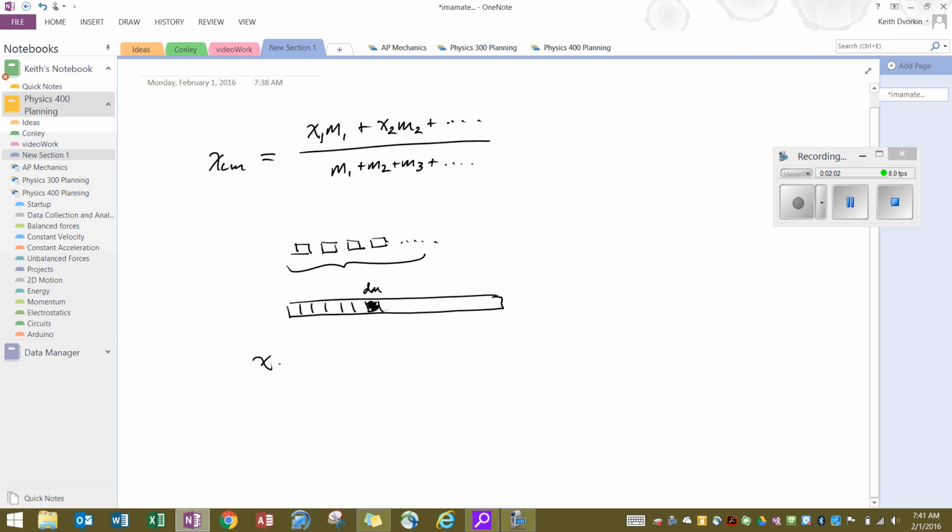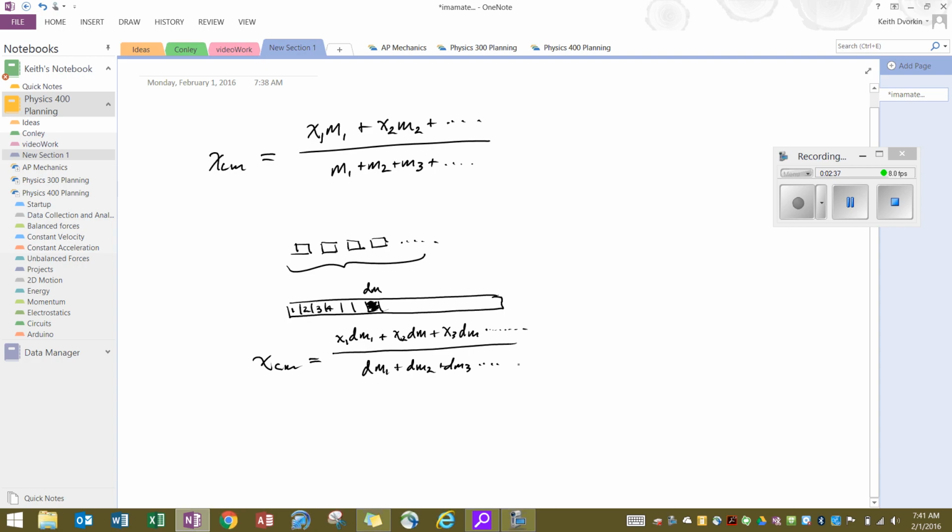So the position of the center of mass would be given by position 1, let's call this little chunk 1 and 2 and 3 and 4, position 1 times its little bit of mass dm1 plus position 2 times its little mass dm2 plus position 3 dm3, and so on, all over the sum of all these little chunks of mass dm1 plus dm2 plus dm3.